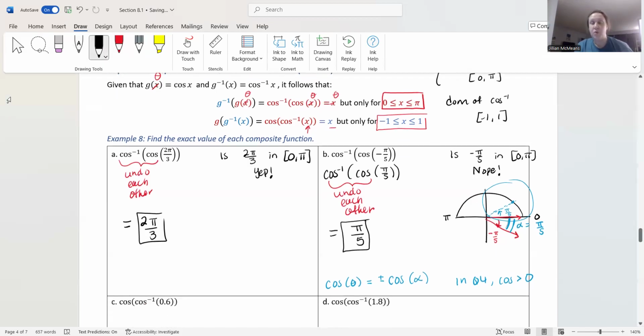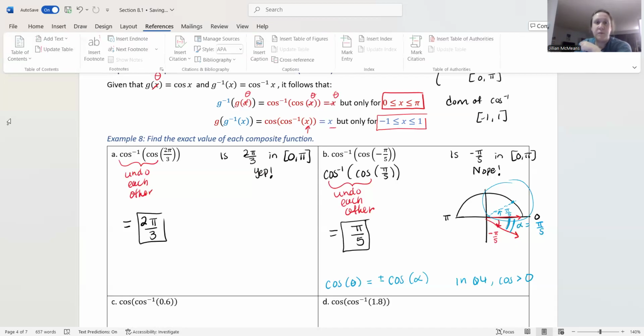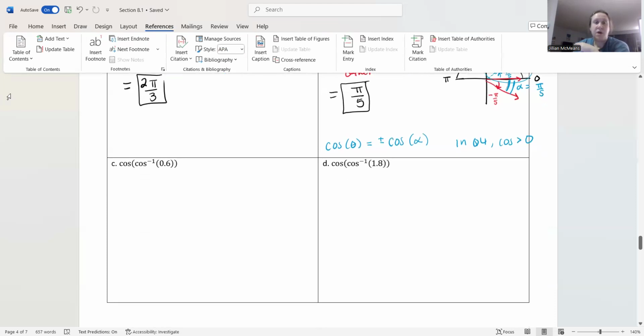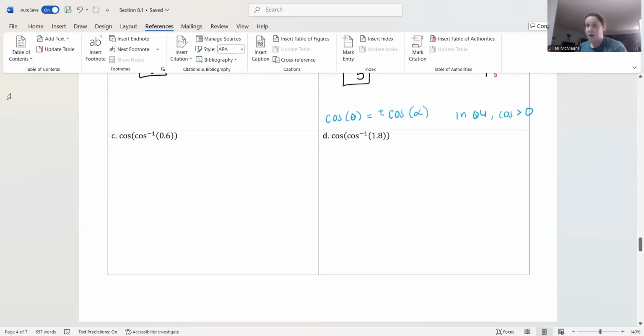Okay? So remember, once you get in the correct domain, as long as you're dealing with the angle we have a little more freedom. We can play around with reference angles. And as long as you can find an equivalent angle in the correct domain, then you're good to go. And the inverse cosine function and the cosine function, they'll just undo each other. All right, let's look at cosine of inverse cosine of 0.6.